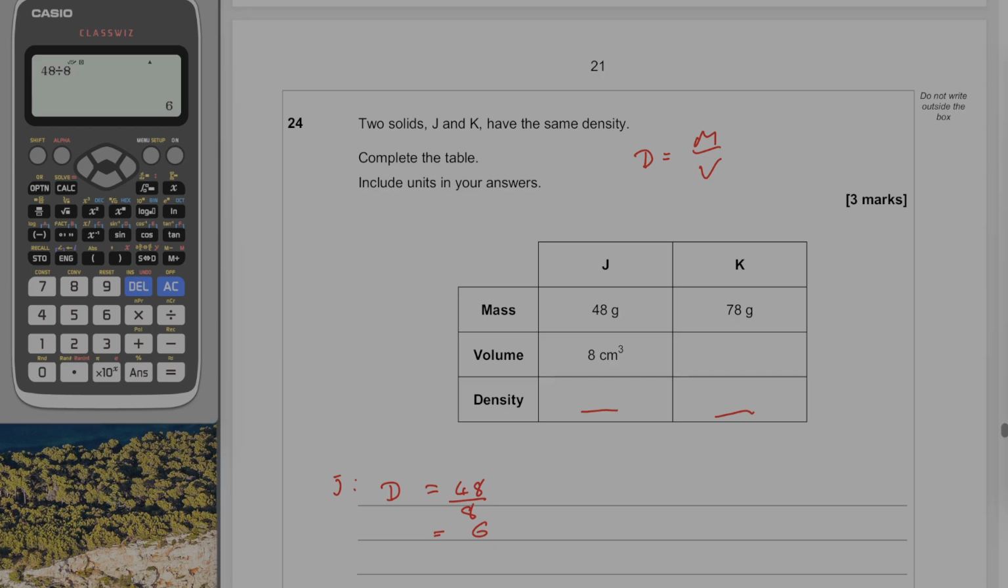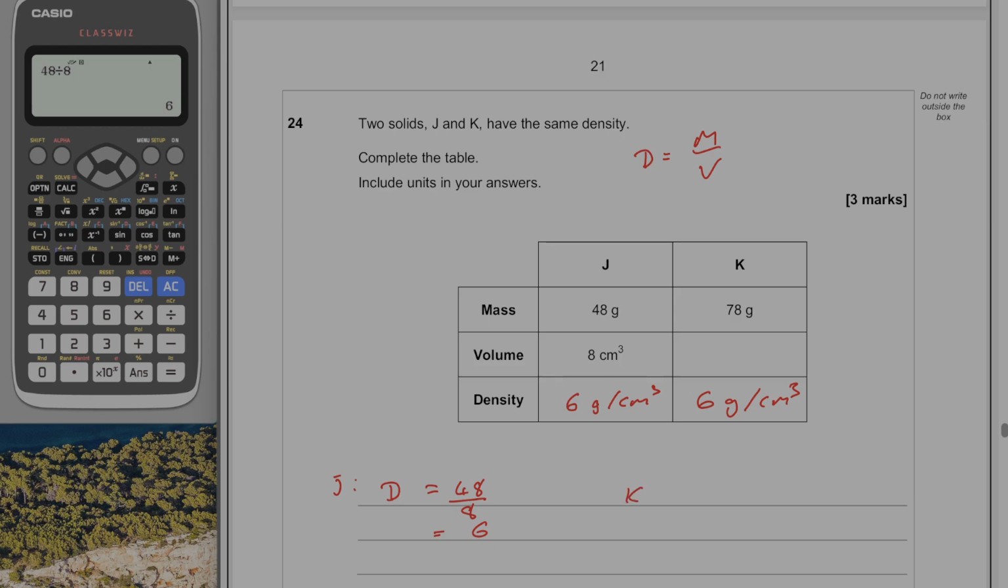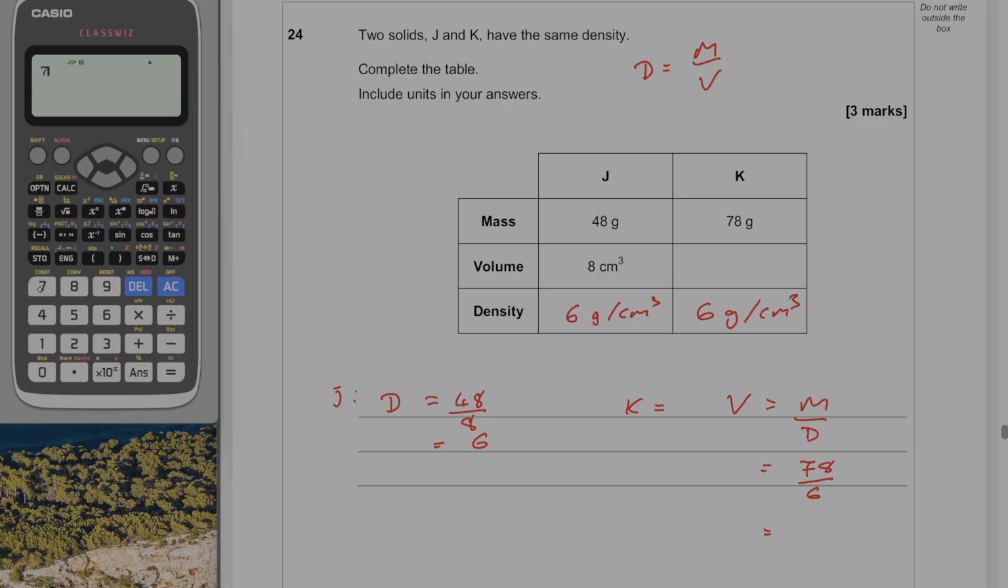So both of these are going to be 6. We need to include a unit for them though, and that's going to be grams per centimeter cubed. Right, so we need the volume of K then. So K, the volume is going to be equal to, if we rearrange that formula, M divided by D. So that's going to be 78 divided by 6, which is going to be 13. So that's going to be 13 centimeters cubed.